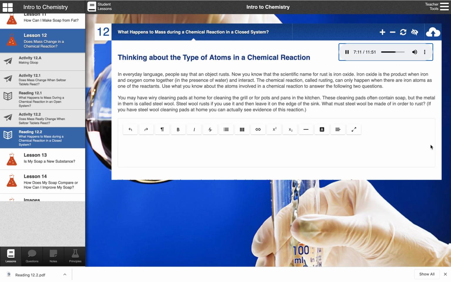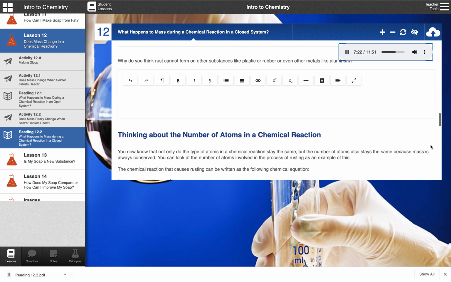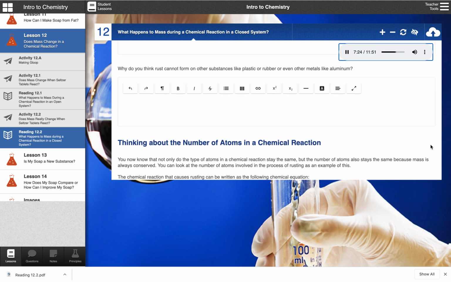If you have seen steel wool cleaning pads at home, you can actually see evidence of this reaction. Why do you think rust cannot form on other substances like plastic or rubber or even other metals like aluminum?